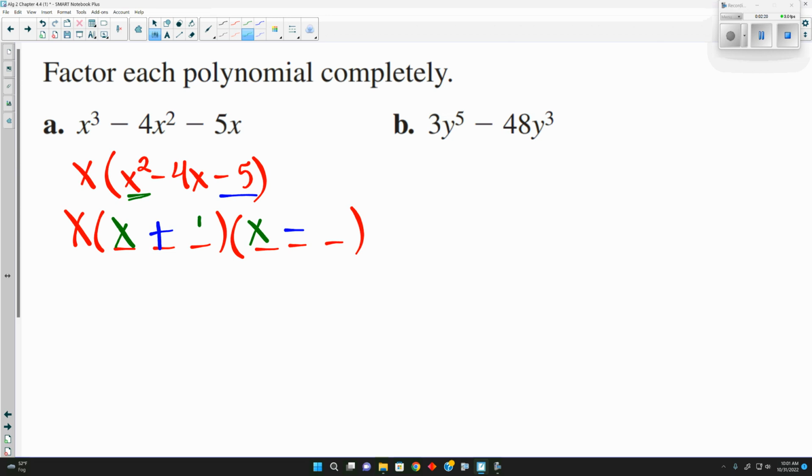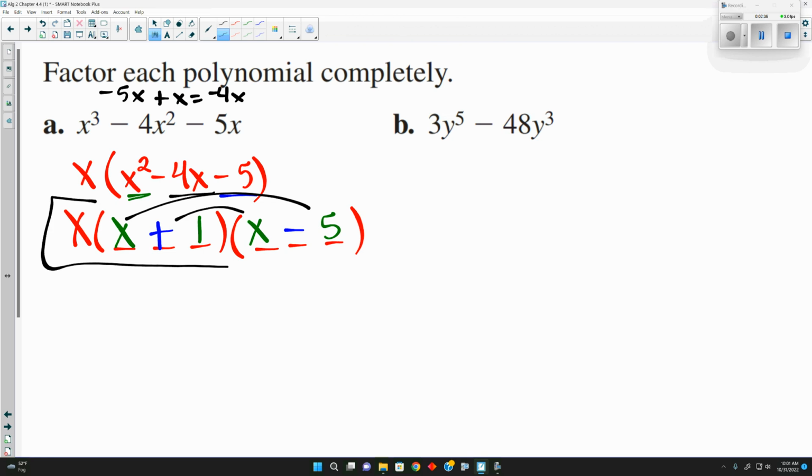Positive 1, negative 5, and we can check: x times negative 5 would be negative 5x. 1 times x is going to be plus x, which will give us a negative 4x, which is what we wanted. So here's the factored form. For some of these, if we just pull out a greatest common factor, we can actually factor it the way that we did before. Questions on this first one here?